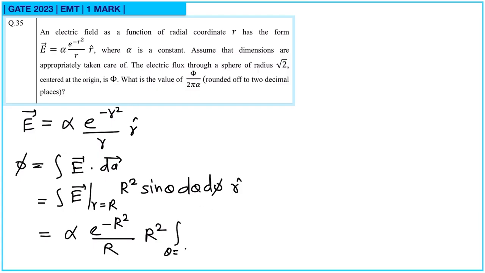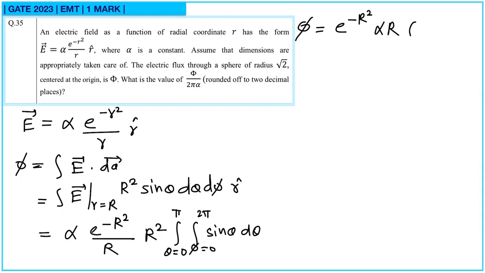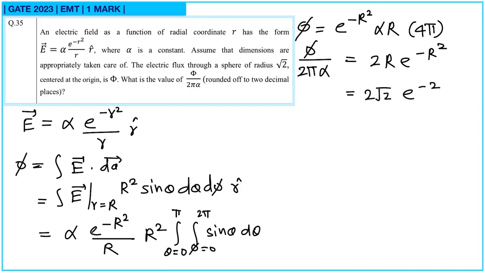So this means theta goes from 0 to pi and phi goes from 0 to 2 pi, sine theta d theta, and this is equal to 4 pi only. That means flux is equal to e raised to minus r square into alpha into r, and this is 4 pi. So from here, 4 pi upon 2 pi alpha is equal to 2 will be here. So this will be 2 into r into e raised to minus r square. But r is root 2, so this will be 2 root 2 e raised to minus 2.